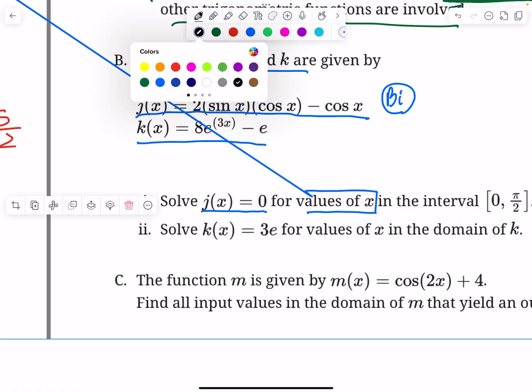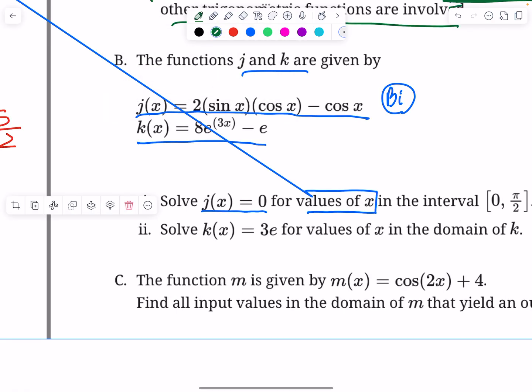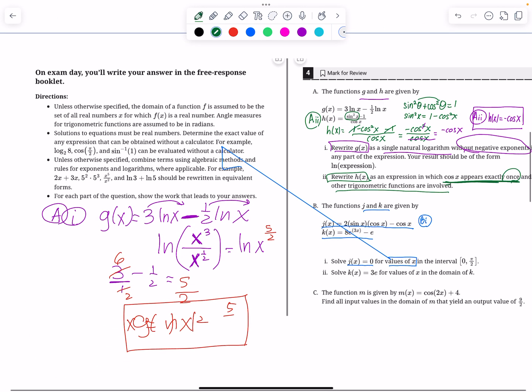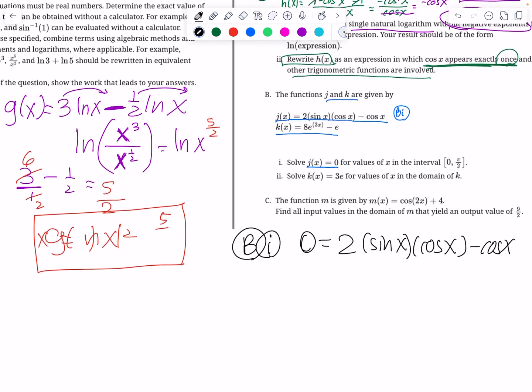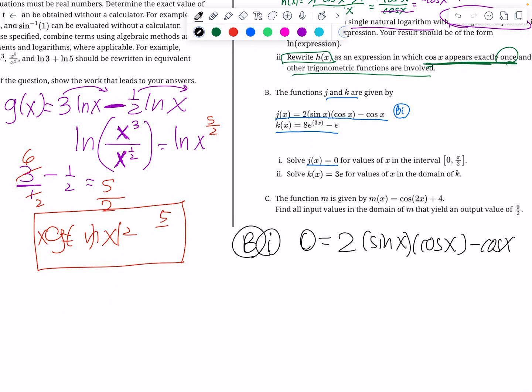Okay, so I want to substitute j of x for 0. So let's do that. So b of I, 0 equals 2 sine x cosine x minus cosine x. Now we're going to treat this like an algebraic equation. And so what do we have in common? We have cosine x in common. So I'm going to factor out a cosine x.